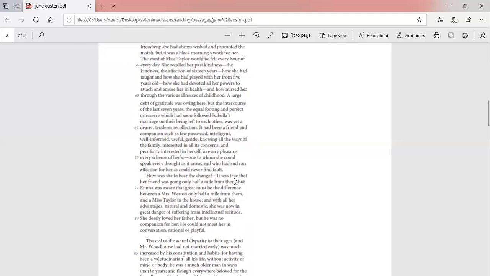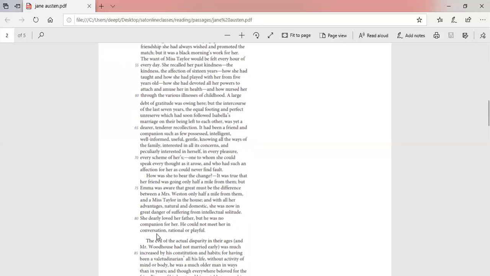Next one. How was she to bear the change? It was true that her friend was going half a mile from them. So now Miss Taylor is just going half a mile away. But Emma was aware great must be the difference between Mrs. Weston, only half a mile from them, and Miss Taylor in the house. Just like somebody far away, so even if it's half a mile, it's still a lot of difference for her.